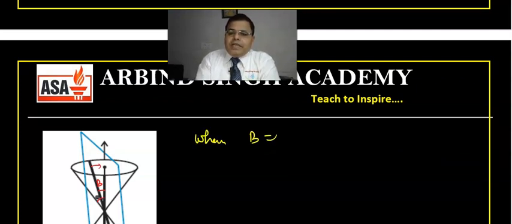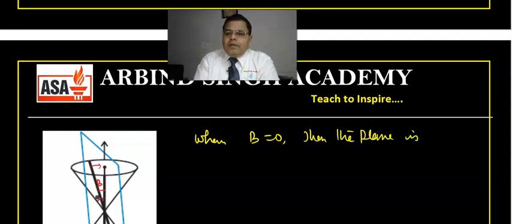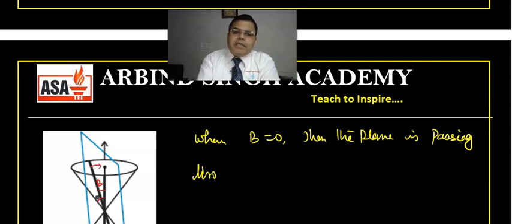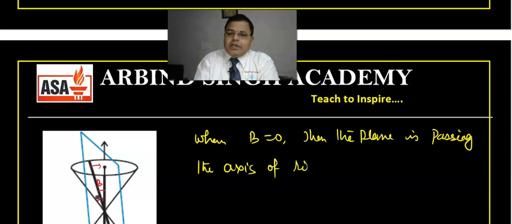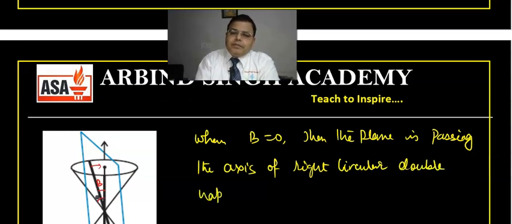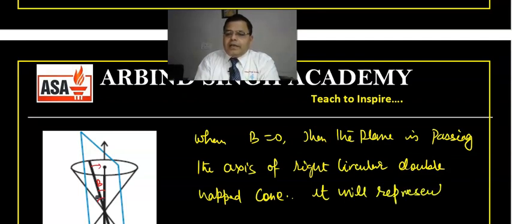When beta is equal to 0, then the plane is passing through the axis of the right circular double napped cone, right? And it will represent a straight line.